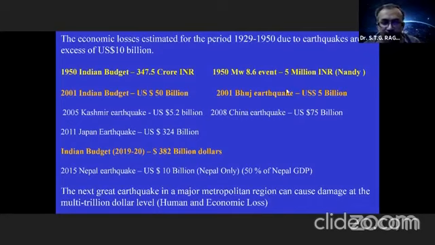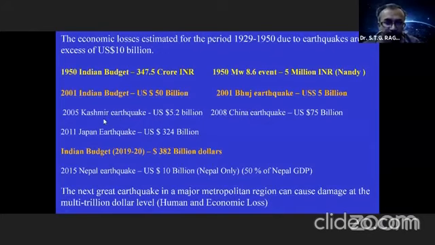Now, in 2001, the Indian budget was $50 billion. And in 2001, with the Gujarat earthquake, the economic loss was around 5 billion, which is almost 10%. So in the olden days the economic losses were very small, but slowly they have grown and have started challenging the economy itself.